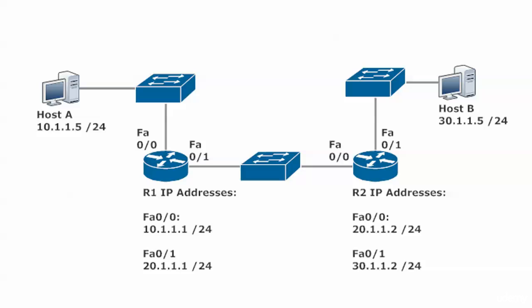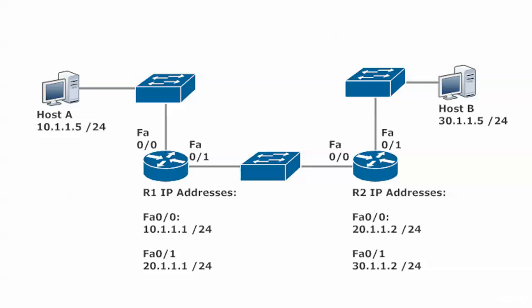Let's have a look at what happens to packets at router 1 in two different situations using this particular network. Host A, being at 10.1.1.15/24, would need its default gateway set to 10.1.1.1, the FastEthernet interface on that router that is facing host A. So host A wants to send packets over to host B at 30.115, sees that it's definitely on a different subnet, and sends those packets to its default gateway at 10.1.1.1.